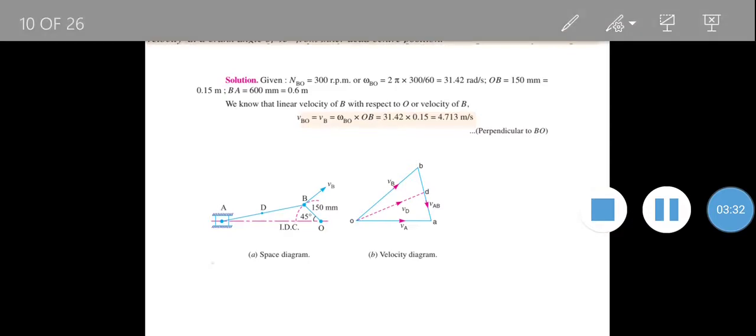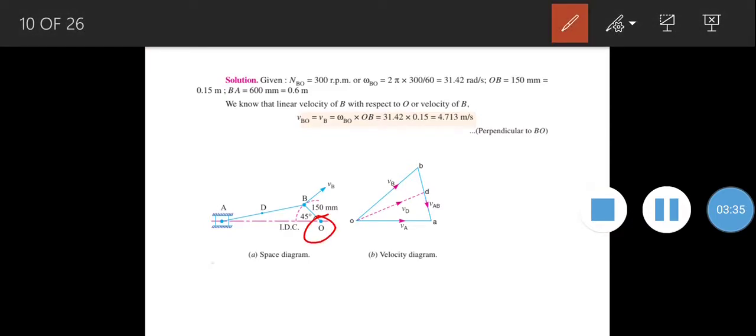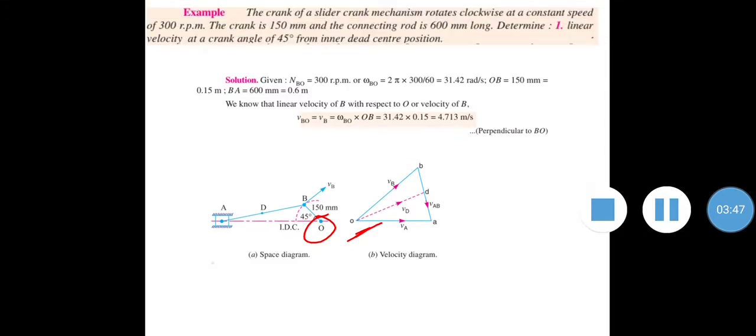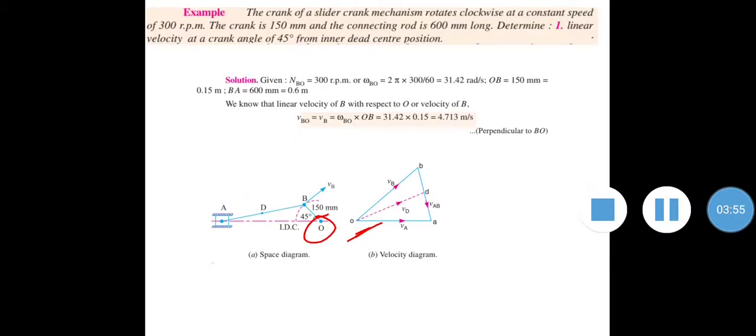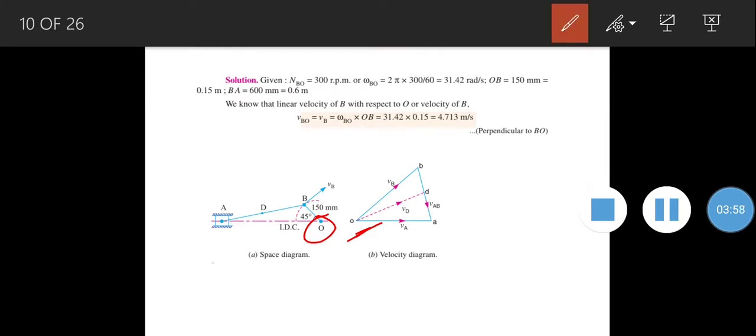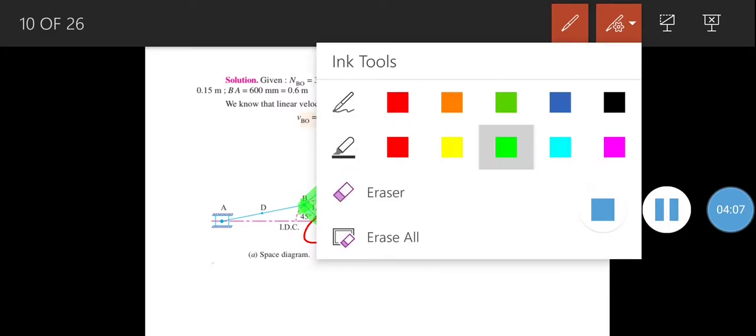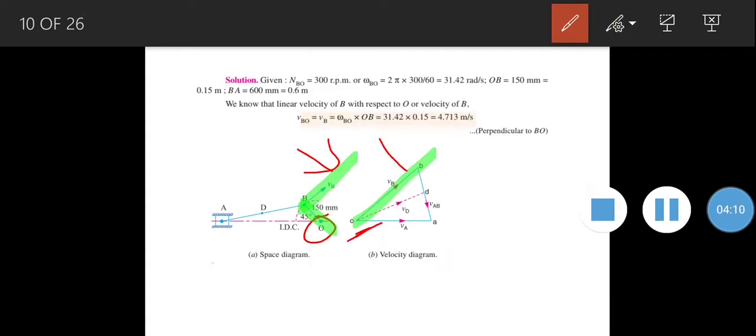Now in order to draw the velocity diagram, we have to take the point which is fixed. Here the point O is fixed, so on the page we will take that fixed point over here. The next step is to draw the vector OB, which is perpendicular to BO. This is BO, and the perpendicular line will be like this. So this line and this line are parallel to each other.